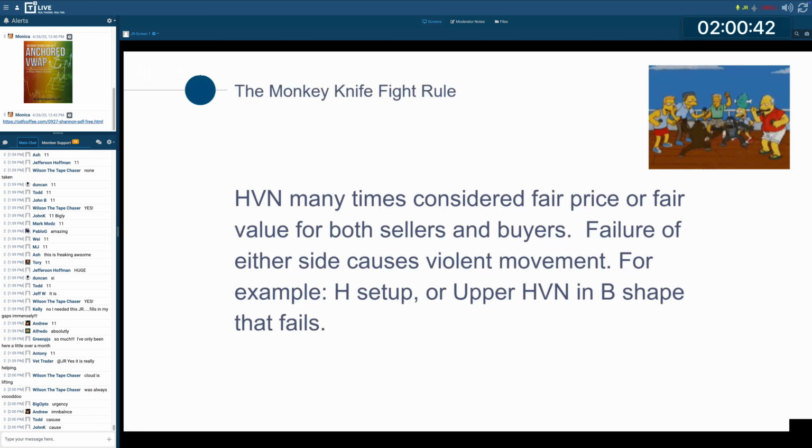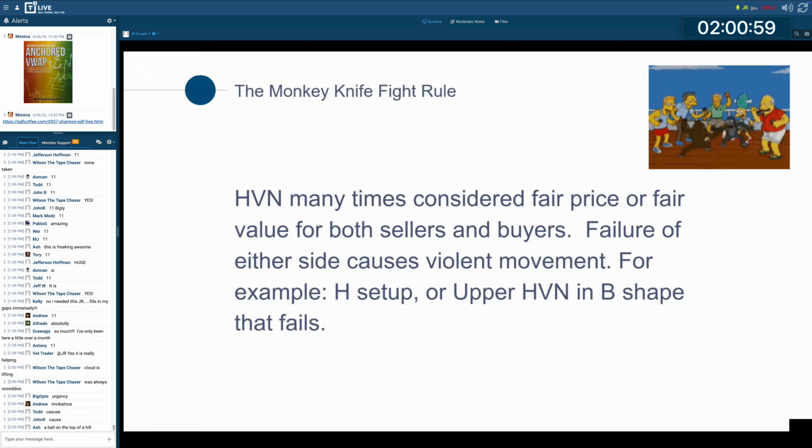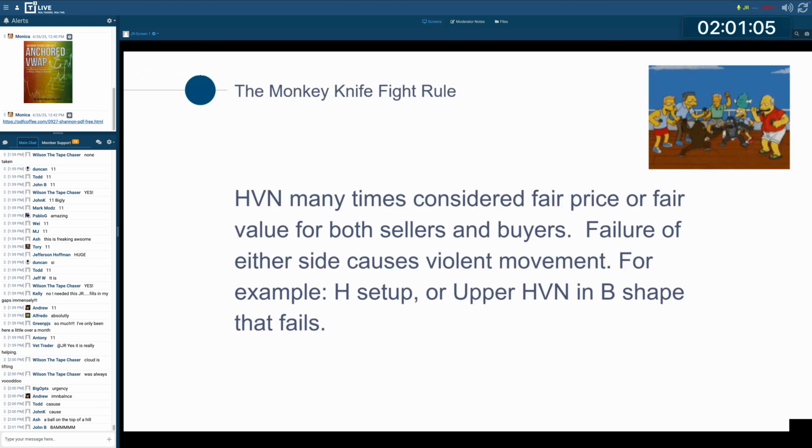The more transactional commitment you have to a level, the more people are transactionally committed and involved in that level. What happens when one side wins that tug of war, guys? Anybody ever played Jenga? Right? A big old tower comes falling down. Okay? So, what are some examples of the monkey knife fight rule? The H setup, right?